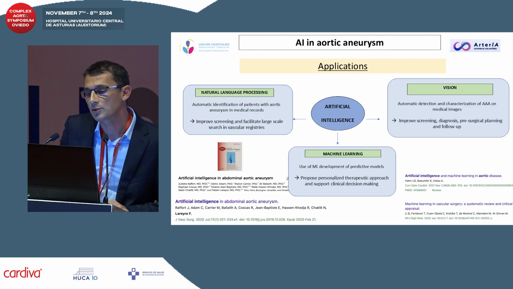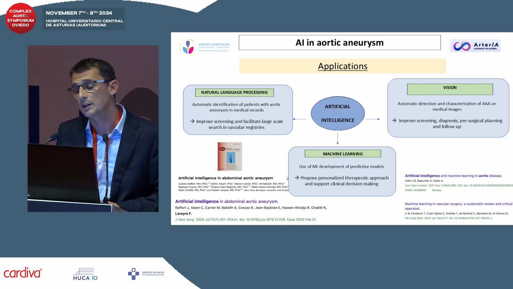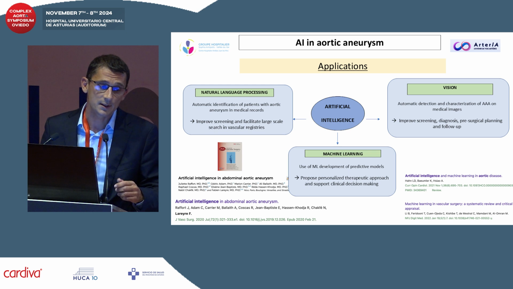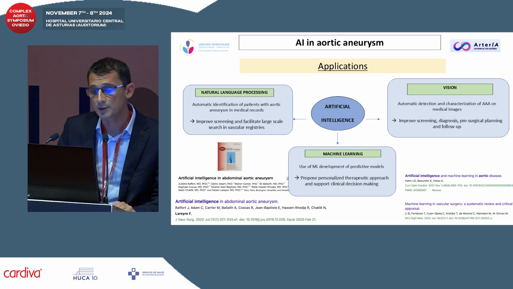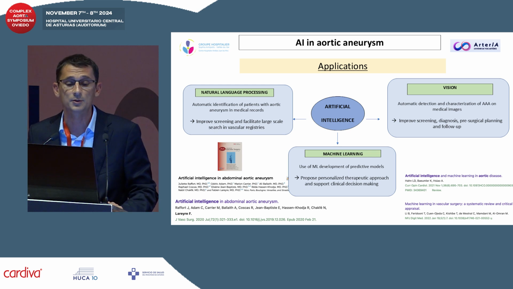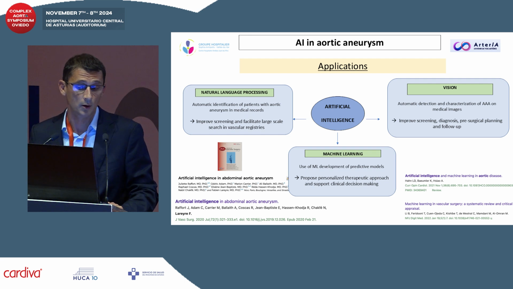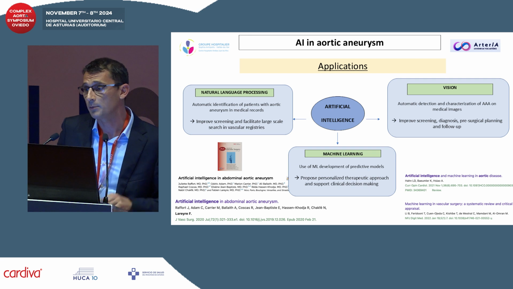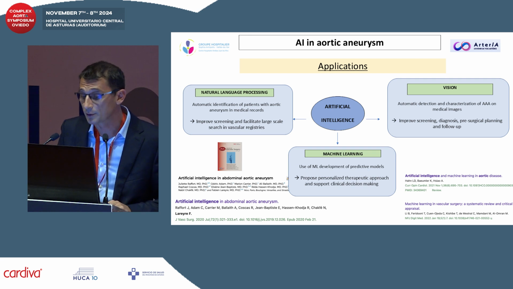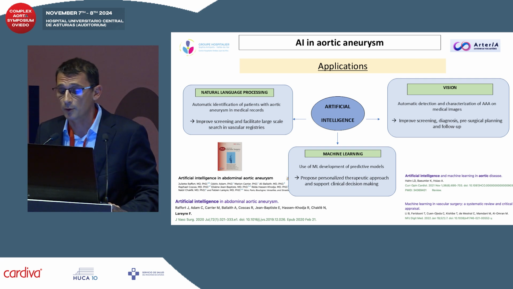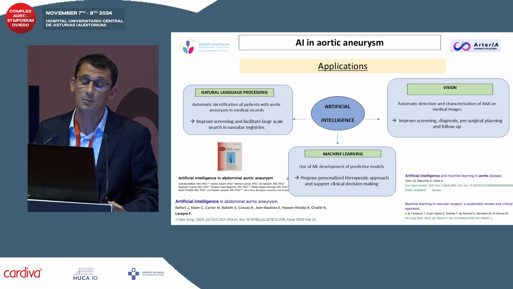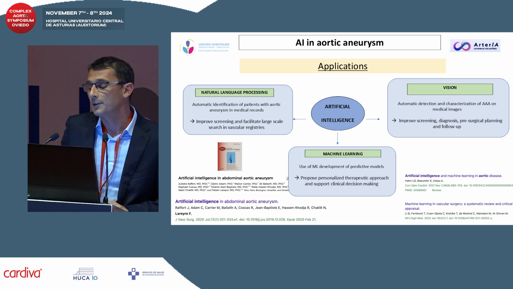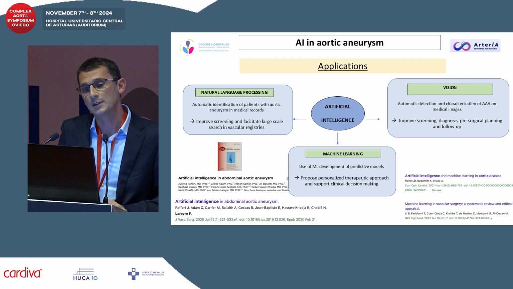So what are the applications of AI in aortic aneurysm in the different fields? A brief overview. For natural language processing, it can help, for example, with the automatic identification of patients with aortic aneurysm in medical records. Regarding the machine learning field, it can help to develop predictive models to propose a personalized therapeutic approach for a patient.